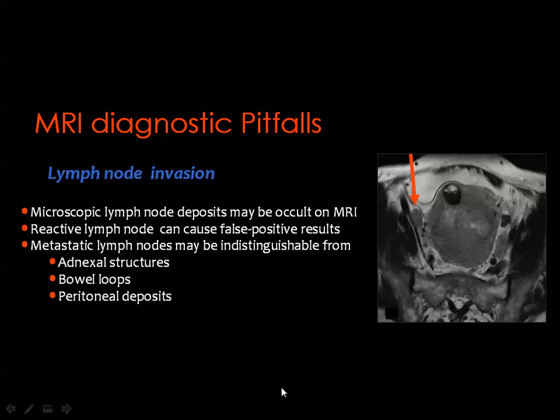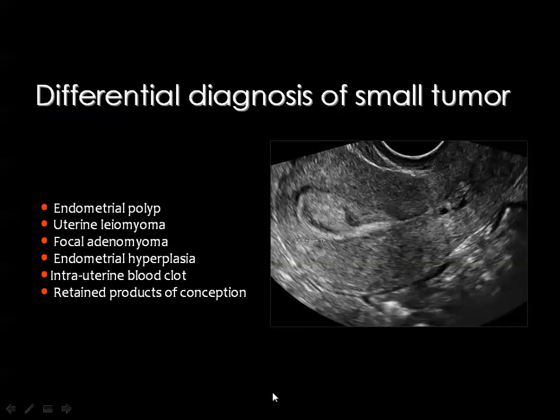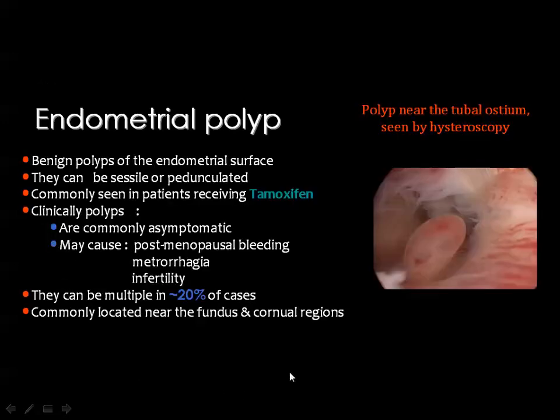Lymph nodes have the criteria of size, as you all know, and they may be mistaken for adnexal structures, bowel loops, or peritoneal deposits. And this is the differential diagnosis of a mass inside the endometrial cavity. Either it may represent an endometrial polyp, or leiomyoma, or adenomyoma, or endometrial hyperplasia, or blood clots, and retained products of conception, and also you consider the possibility of endometrial cancer.